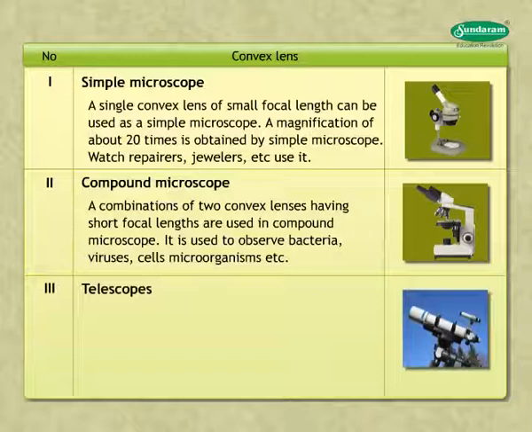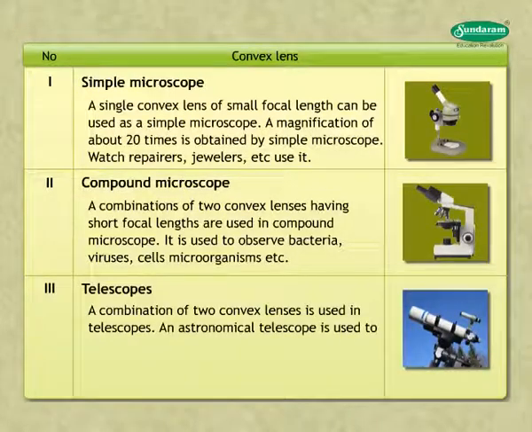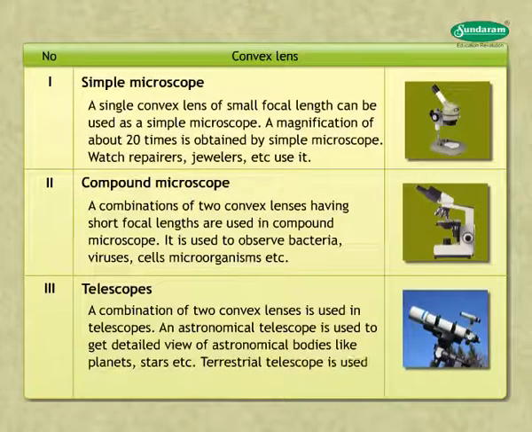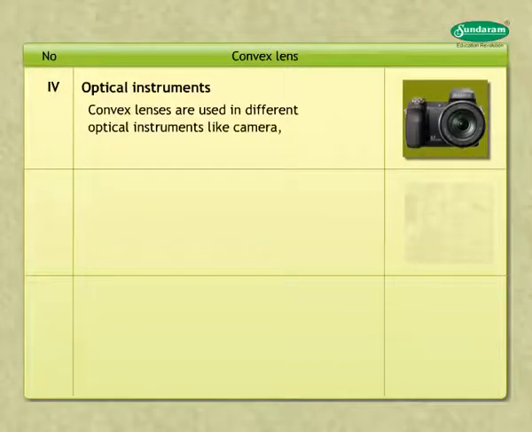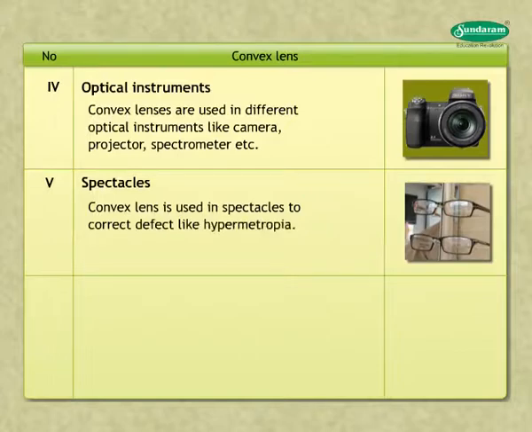3. Telescopes. A combination of two convex lenses is used in telescopes. An astronomical telescope is used to get detailed view of astronomical bodies like planets, stars, etc. Terrestrial telescope is used to study terrestrial objects. 4. Optical instruments. Convex lenses are used in different optical instruments like camera, projector, spectrometer, etc. 5. Spectacles. Convex lens is used in spectacles to correct defects like hypermetropia.